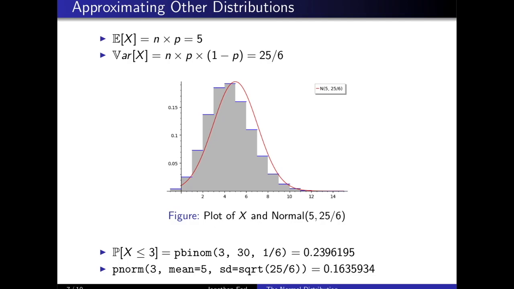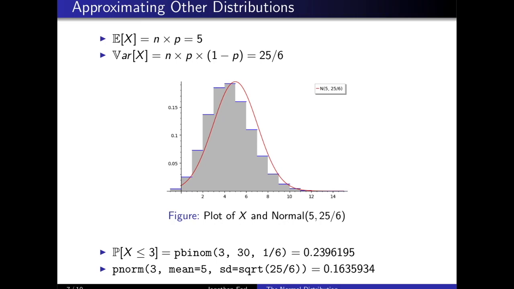From this, we could also test how good this approximation is by looking at some values. So for example, the probability that we get at most 3 sixes we could find by using the pbinom function in R, where we'd pass the arguments 3, 30, and 1/6. And what we'd see is that the probability that you get at most 3 sixes is about 24%. But from this normal distribution, only about 16% of the area is to the left of 3, which seems like a bit of a problem here.